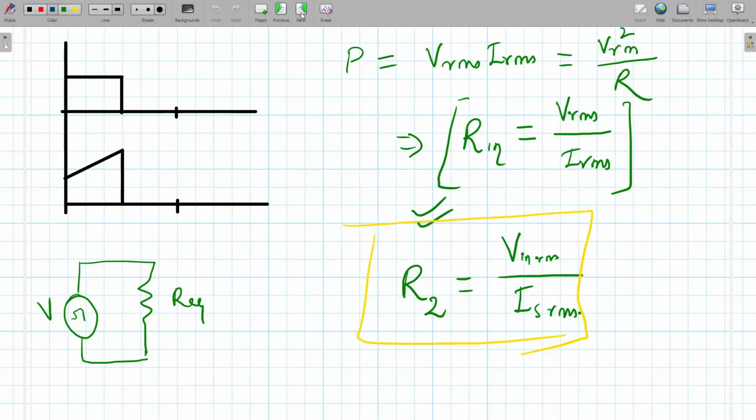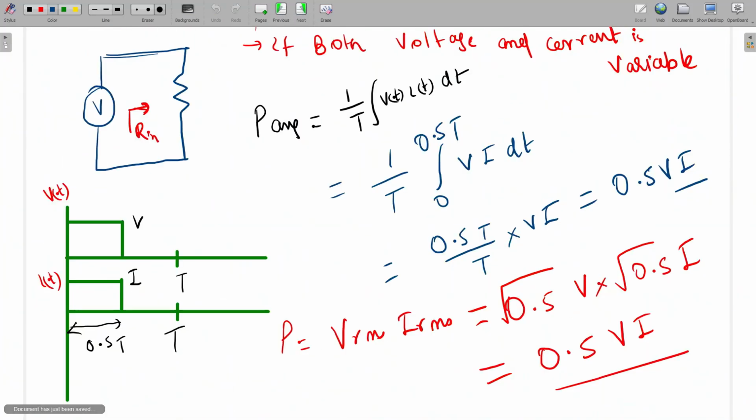Okay. So see here I have taken one simple circuit. This is the voltage source and this is the resistance, a simple resistance. I am giving a square wave here. What is the amplitude? V, and the current amplitude will be the same. So 0.5 is the duty of both voltage and current. Since the voltage is present for 0.5, the current also will be present for 0.5. So this is the waveform of the voltage and current.